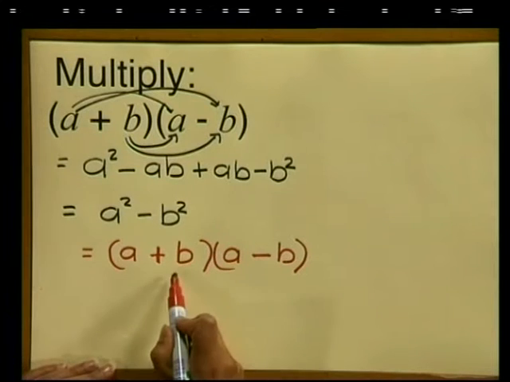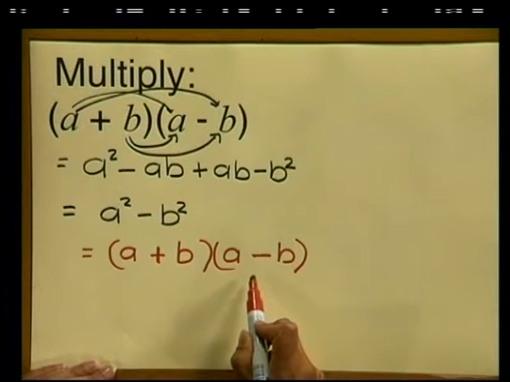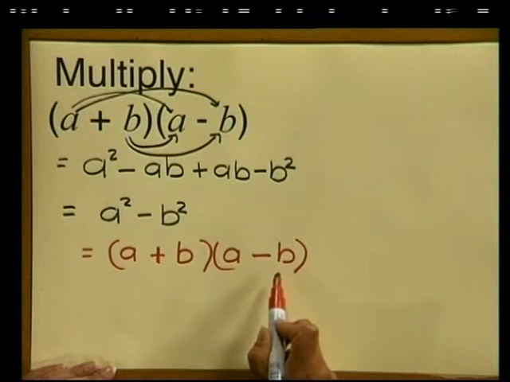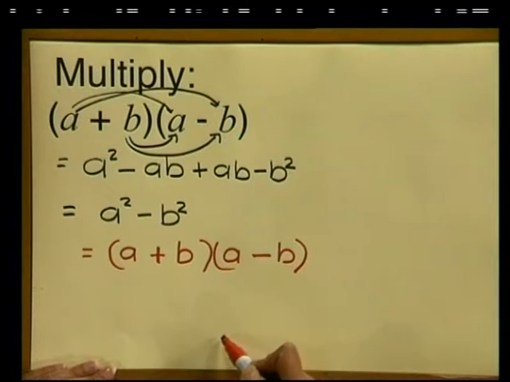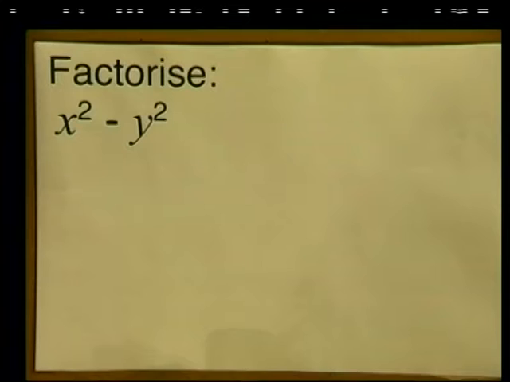Here in the one bracket, we have the sum of the square roots. Here a and b are added. And in the other bracket, we have the difference of the square roots. Here a and b are subtracted. The minus sign means difference. So from this, we can see that we can factorize the difference of two squares. So now let's try and factorize a few more of these type of expressions.